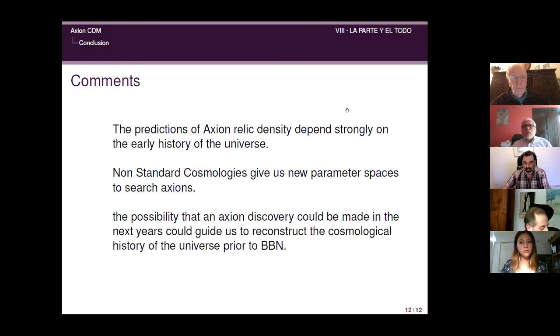Maybe I can ask a question. It may well be off topic. When you talk about non-standard cosmologies, do you mean non-standard equations of state or non-standard cosmology with different theories of gravity? No, I'm taking some fluid with some equation of state dominating the energy density of the universe. So yeah, a different equation of state.